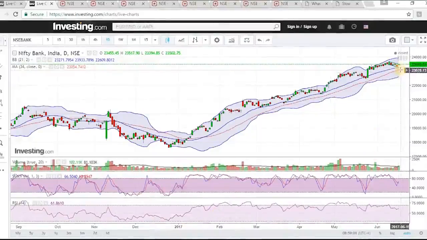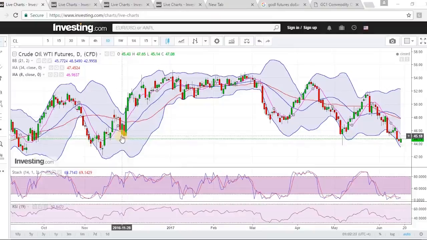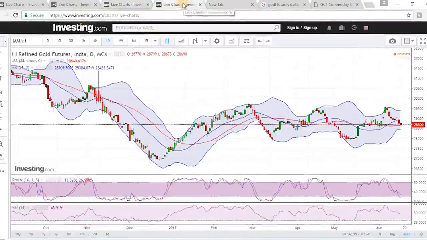Now we will discuss the MCX crude oil and MCX gold. Before going to the MCX crude oil or MCX gold chart, we would again like to remind you that we track the chart of WTI crude oil for MCX crude oil charting and trading decisions, and we track the COMEX gold chart for taking trading decisions for Indian MCX gold.